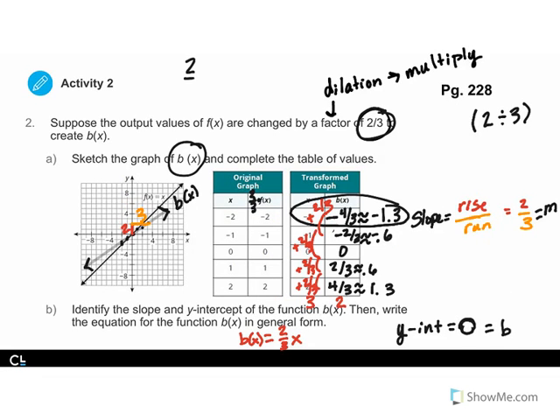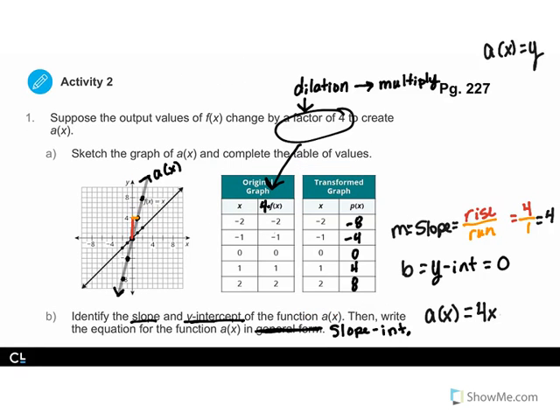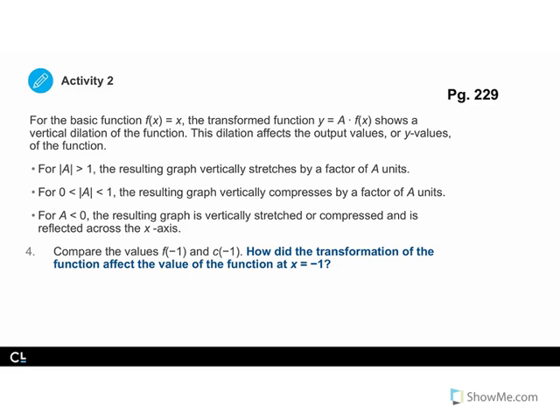With our last one, it would be 2/3 times f of x. The other one would be 4 times f of x. So it's going to ask you that way on your quizzes, your tests, your exit tickets, things like that.